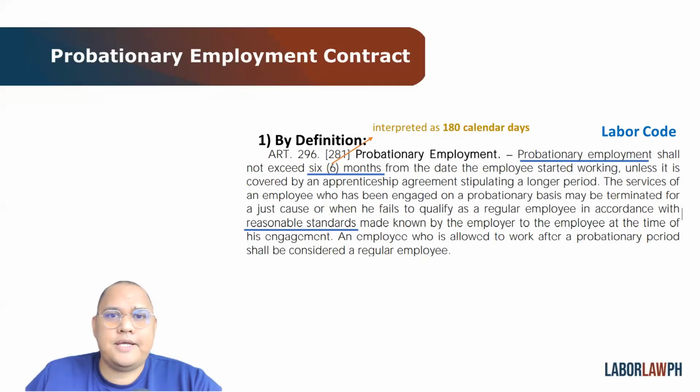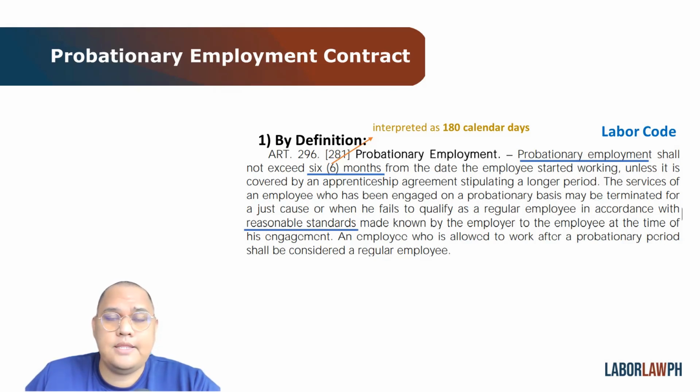Probationary employment contracts. A probationary employment is based under the Labor Code under Article 296, formerly 281. Under this article, a probationary employment shall not exceed 6 months.